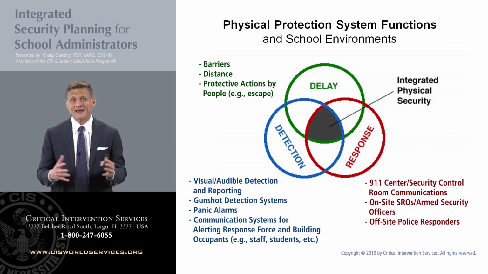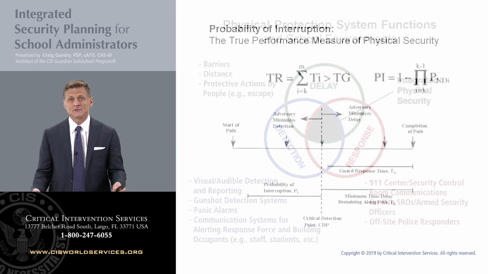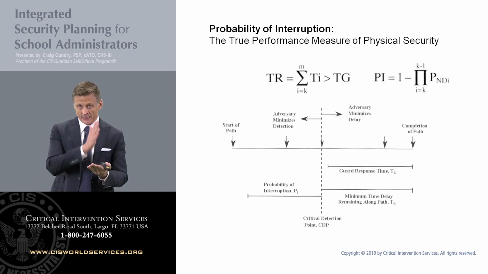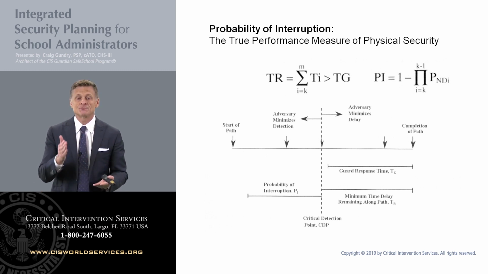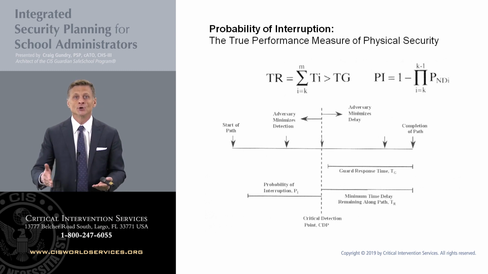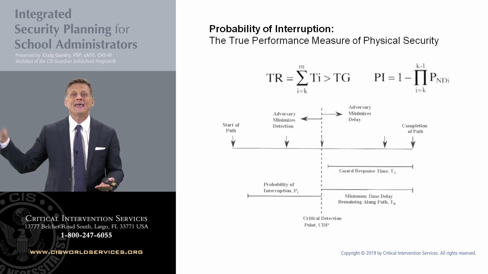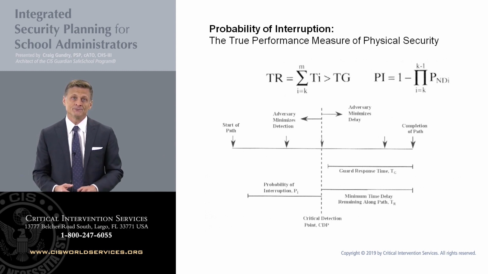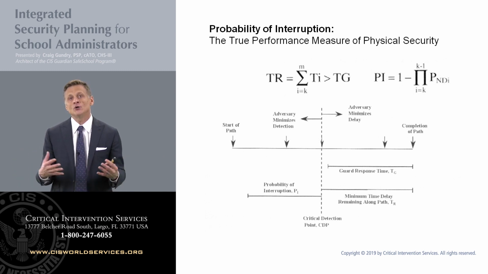Now, bringing this back to the subject of mathematics, the fundamental or the principal performance metric of any physical protection system is what's called the probability of interruption. This is the probability that when an intrusion is detected, a response force can be reliably alerted, dispatched, and capable of intercepting that adversary before they can accomplish their objective. It essentially factors all these different elements that we've been discussing.